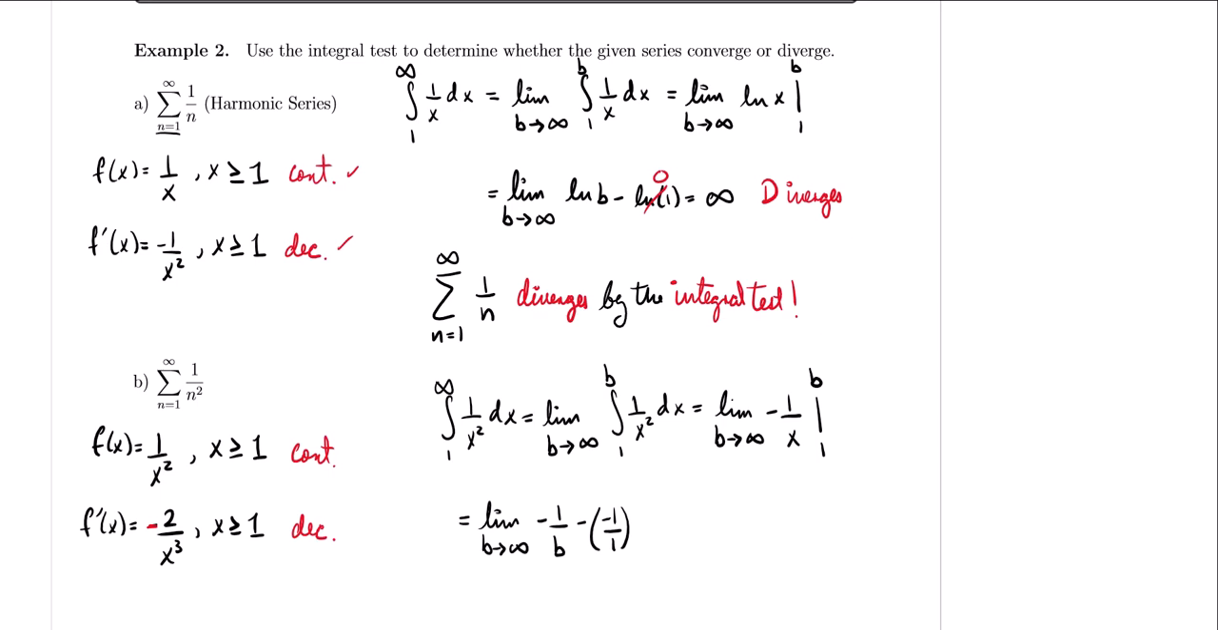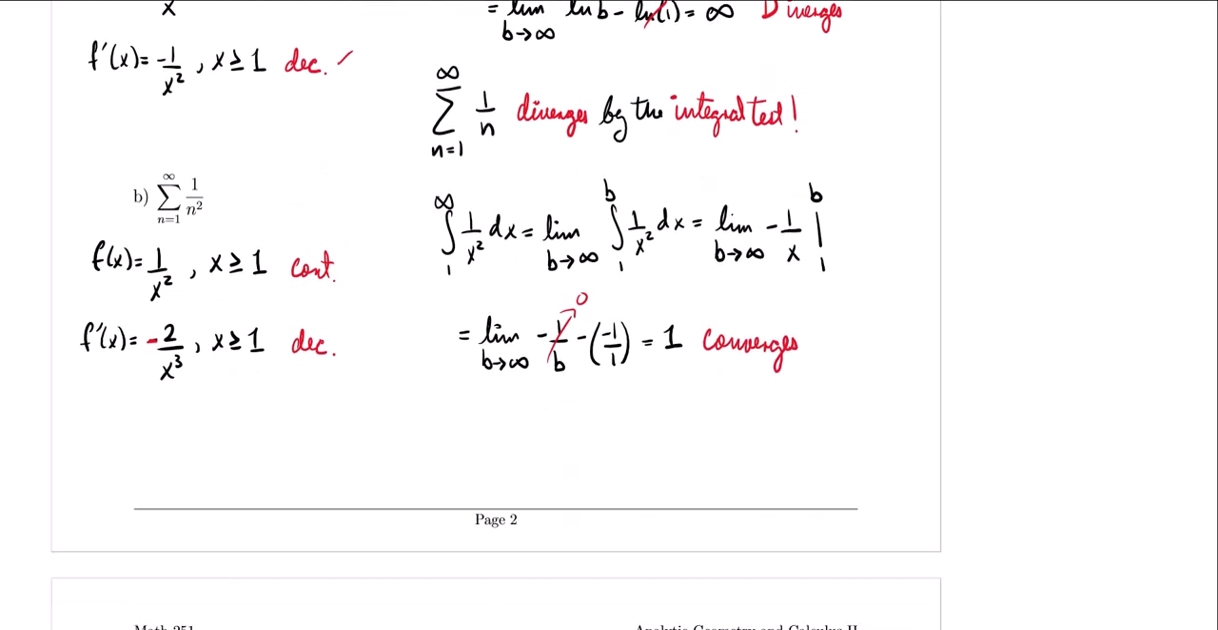Now this one is going to go to 0, and we're going to be left with a 1. Perfect. So this means that our integral is converging. Therefore, the infinite series will also converge by the integral test. All right, perfect. Not too bad, not too bad.